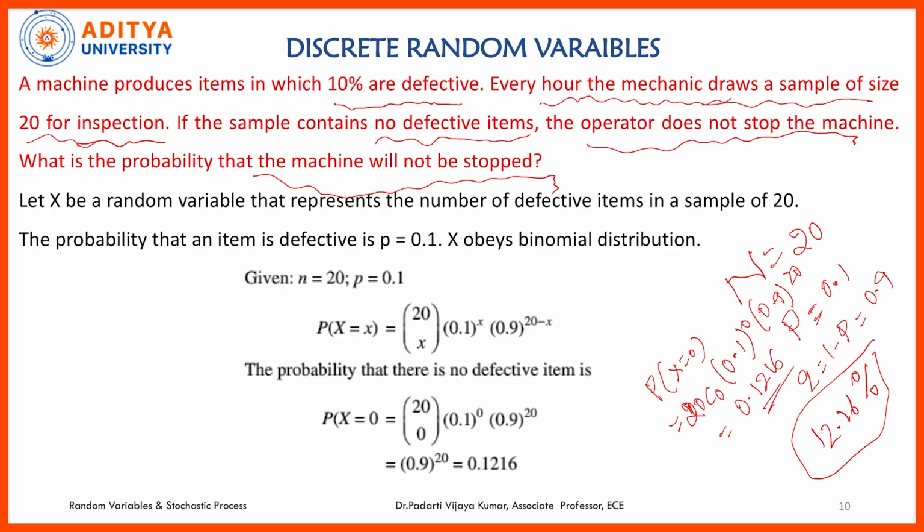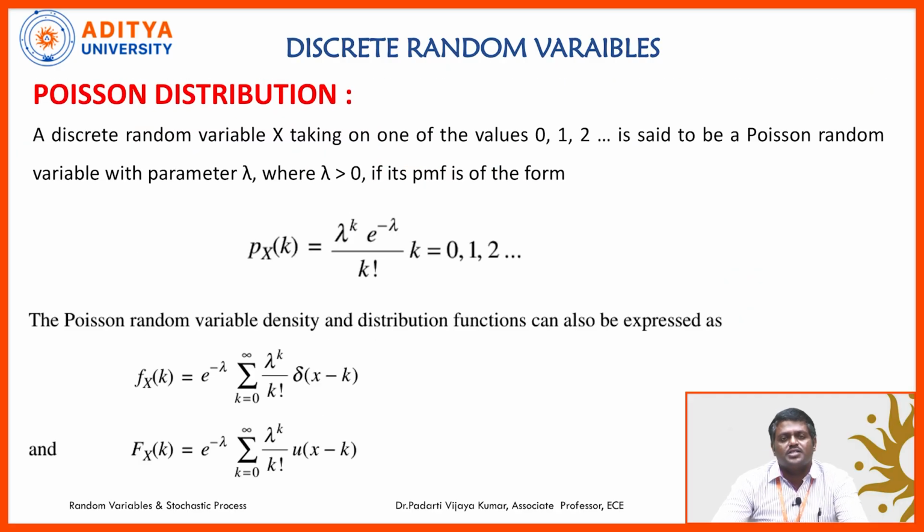But there is more scope for stopping the machine. 12% means around 88% there is more chance to stop the machine because it is producing 10% of defective items. That is the main reason. So, the next discrete random variable we will see is Poisson random variable.